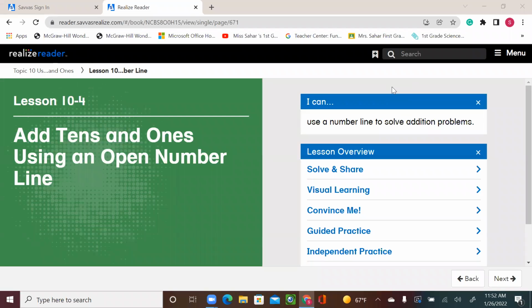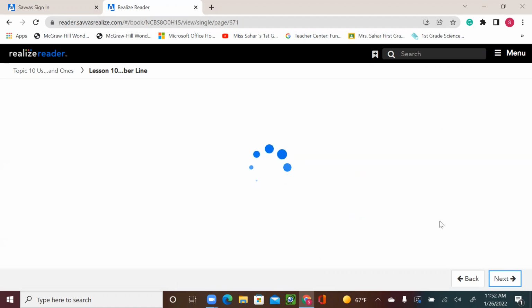Hello, first graders. Welcome to a new math lesson. We are in topic 10, lesson 4, add tens and ones using an open number line. In the previous lesson, we used the 100 chart. Today, we're going to use an open number line. So let's start.